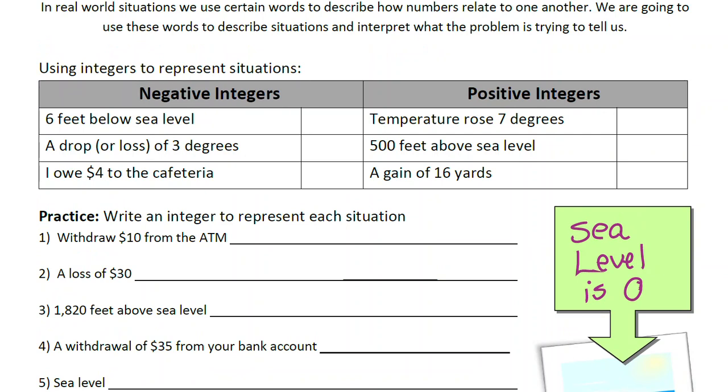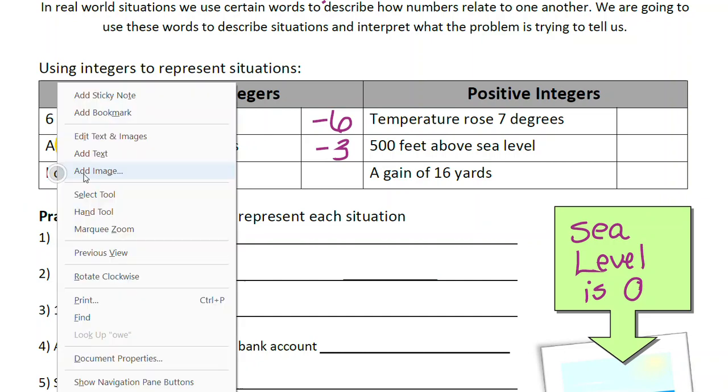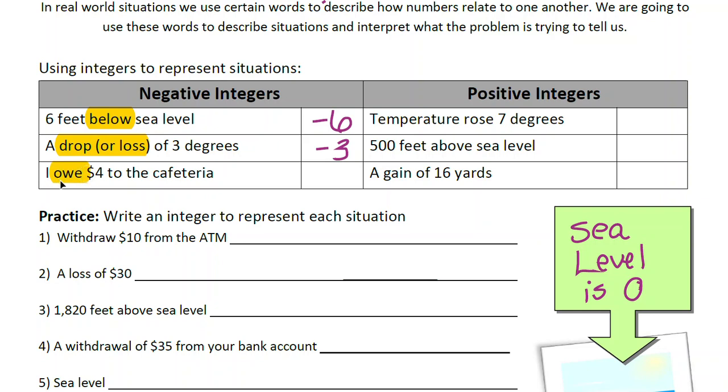So if we think of our negative integers, if I have 6 feet below sea level, below is our key word there. So let's highlight that word below. And that's going to tell me that this is a -6. In the next one, I have a drop or a loss, and that's my key word there. And that will be a -3. I owe $4, so that's a -4.